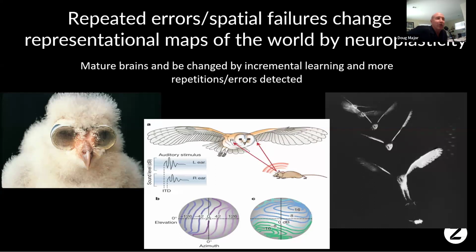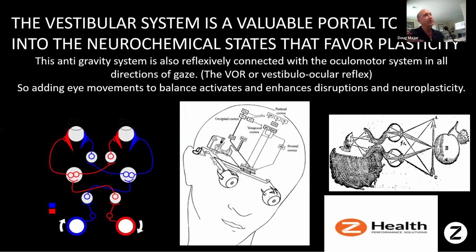The other thing, of course, he found is that mature brains also can change. Yes, we can change. And I'm trying to get our new acronym. But it takes more incremental learning and more repetitive errors to detect. So the vestibular system is this valuable porthole to get our neurochemicals in a state that favors plasticity.